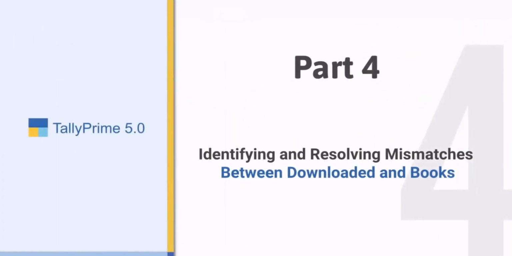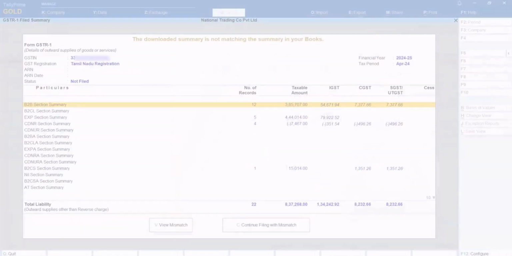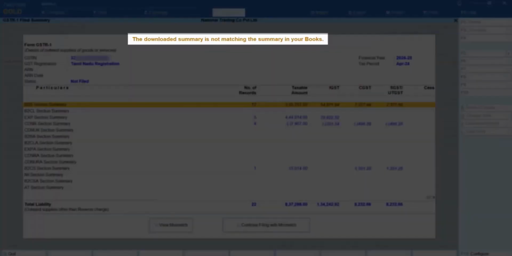Now, there might be mismatches between the downloaded data and books. You might have made changes in TallyPrime after uploading the vouchers. In a different scenario, you might have made changes on the GST portal. In such cases, there will be mismatch between the downloaded summary and that in the books. After GSTR1 is downloaded from the GST portal, it is compared with the books. In case of mismatch, a prompt is displayed.